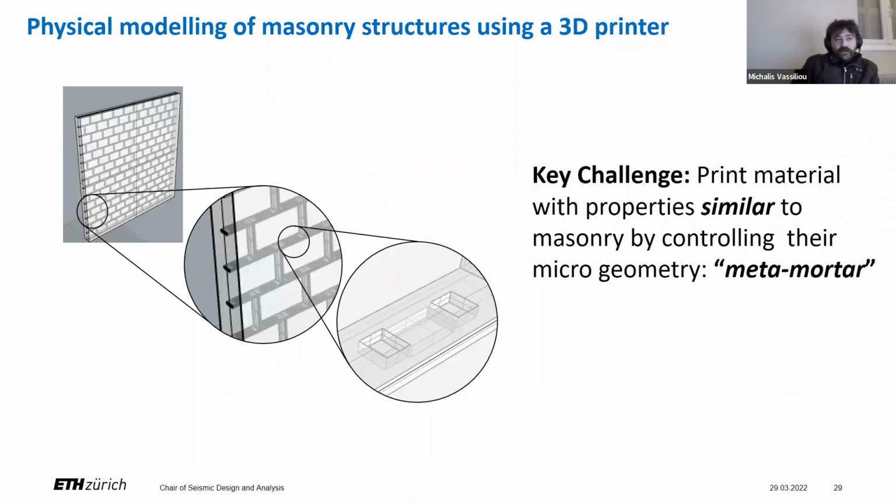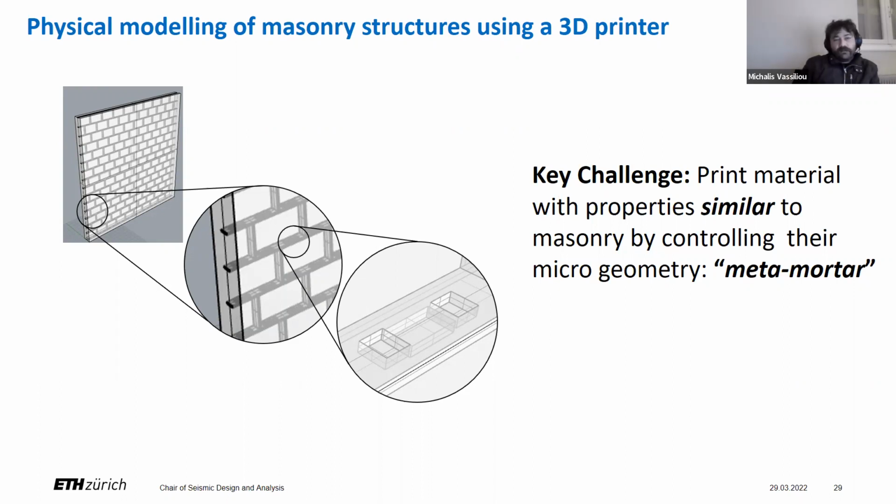Now, when you go to masonry, and this is where the term metamaterial might fit, the key challenge is to print material with similar properties to masonry. Now, masonry, unfortunately, comprises two materials, the bricks and the mortar, with mortar being the weak link. Okay, as far as I know, there are no sand-based 3D printers that could print brittle materials using two different materials. So we can only use one material, the material that is printed with our 3D printer, to emulate something that comprises two materials.